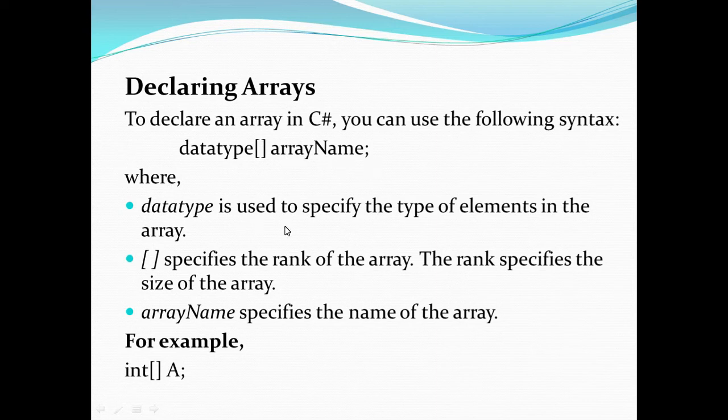The data type is used to specify the type of the elements in the array, whatever it may be: int, double, string, anything. The brackets specify the rank of the array, and then the array name specifies the name of the array. For example, int[] A. So here we have declared an array A of integer type.